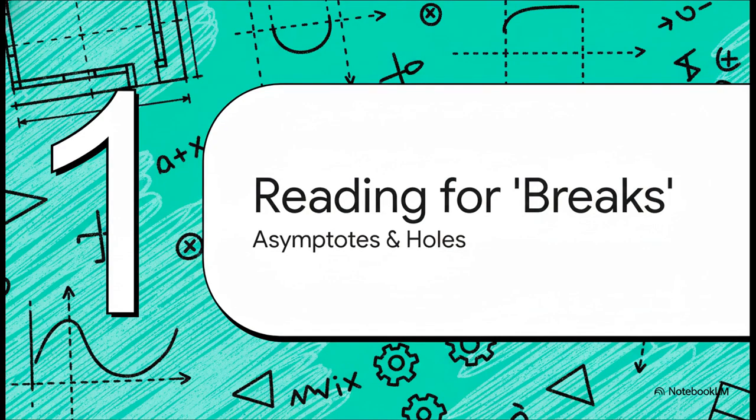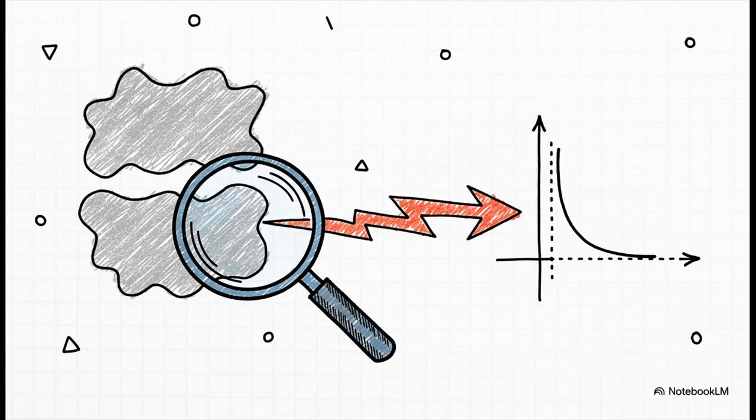Okay, so where do we even begin with this blueprint? Well, let's start with the most dramatic parts, the breaks. The spots where the graph just stops. We're going to read this blueprint to find out exactly where those breaks happen and, just as importantly, what kind of breaks they are. And what's really cool is that the secret to all these breaks is hiding in plain sight. It's all in the denominator, the bottom part of our fraction.